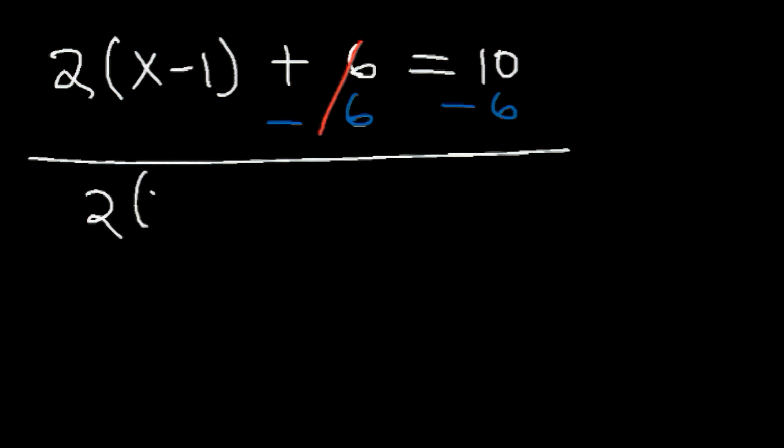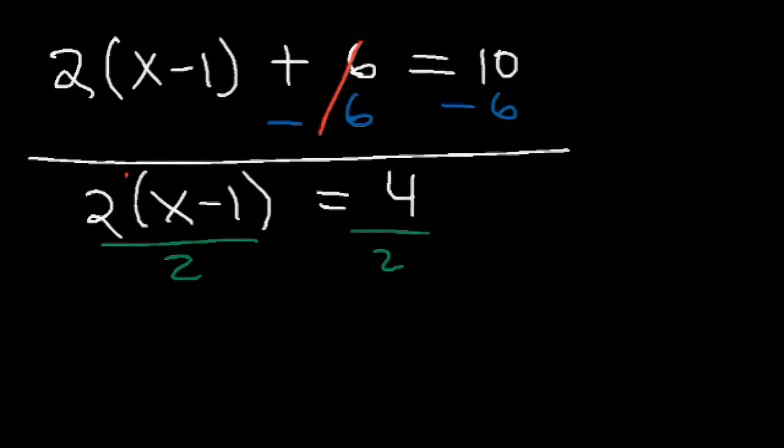So 10 minus 6 is equal to 4. Now, to get rid of the parentheses, we can either distribute 2 to x minus 1, or we could divide both sides by 2. And so on the left side, since we no longer have a 2 in front of the parentheses, we can get rid of the parentheses. And so it's just x minus 1 on the left side.